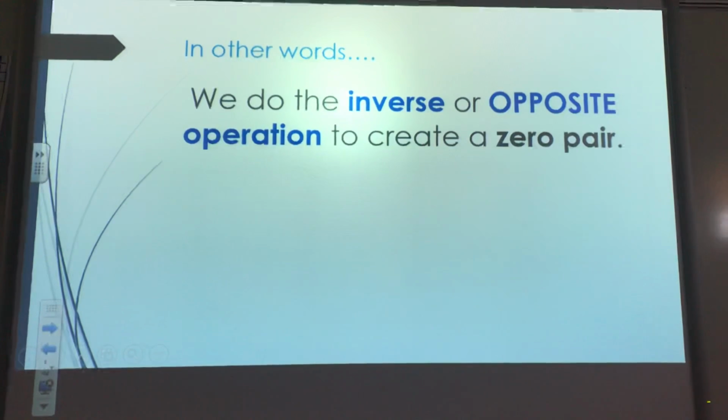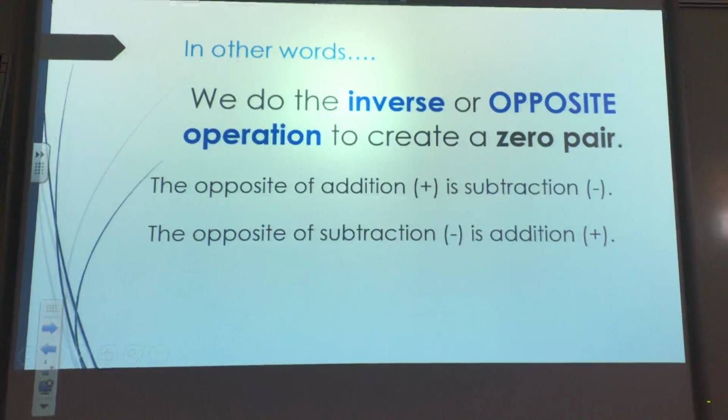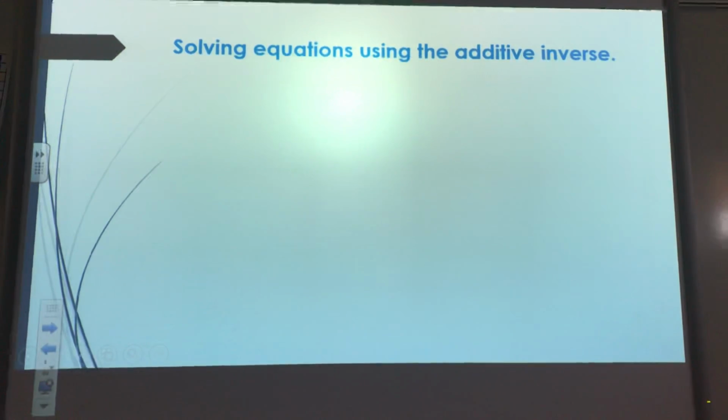We do the inverse or opposite operation to create a zero pair. The opposite of addition is subtraction, and the opposite of subtraction is addition. So wherever we see one operation, when we want to create a zero pair, we will do its opposite operation to create a zero. Solving equations using the additive inverse.